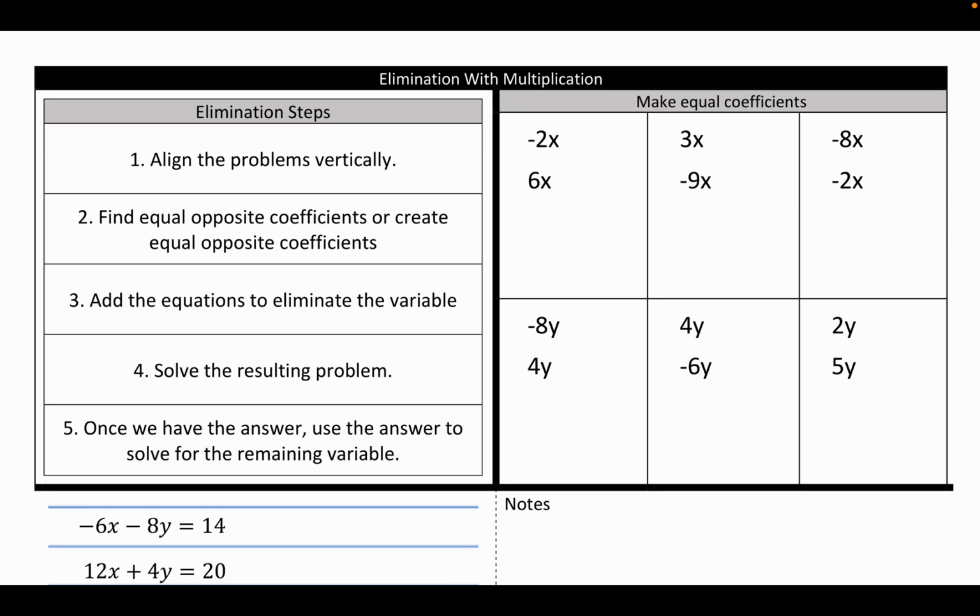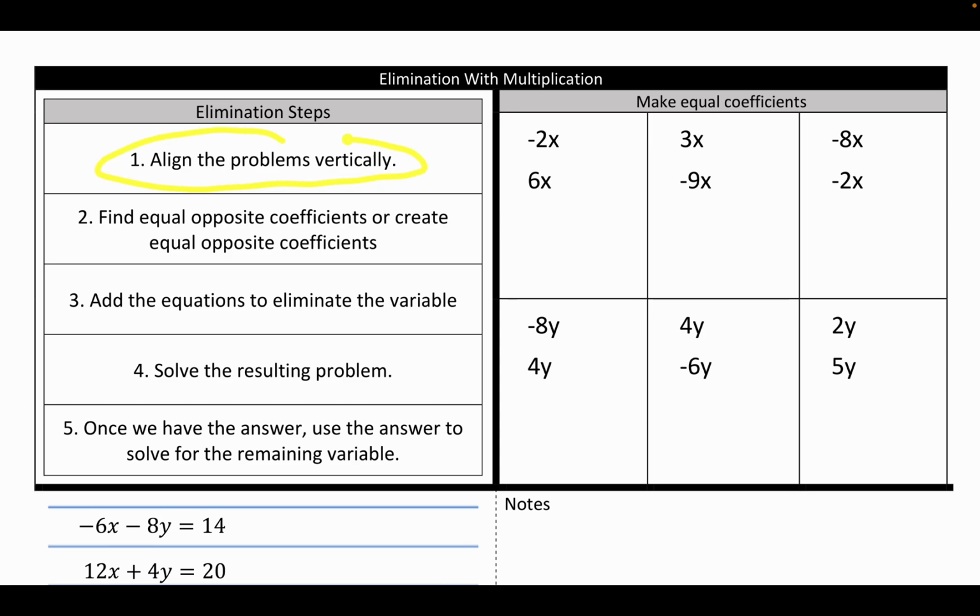Elimination with multiplication. It's our next step through our elimination technique. Very similar to what we've been doing, but what we're going to find today in all of our problems is that none of our letters are going to have equal and opposite coefficients. We're going to have to make them all equal and opposite if they're not already there.